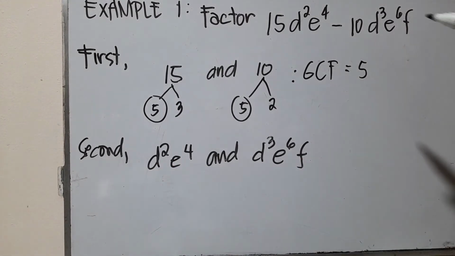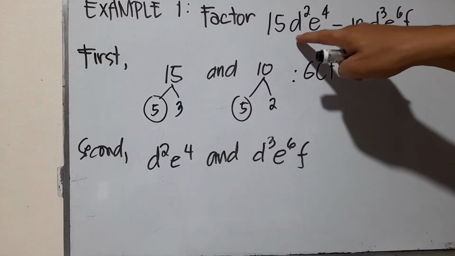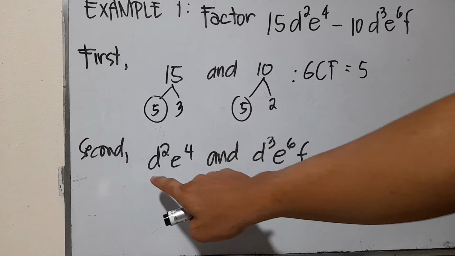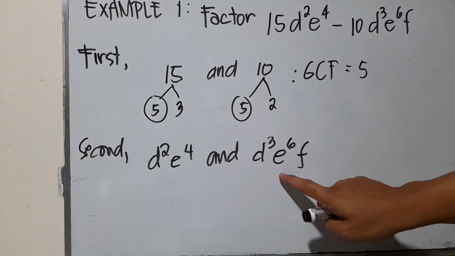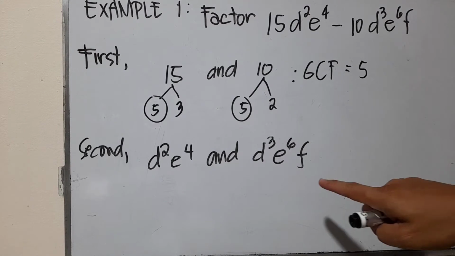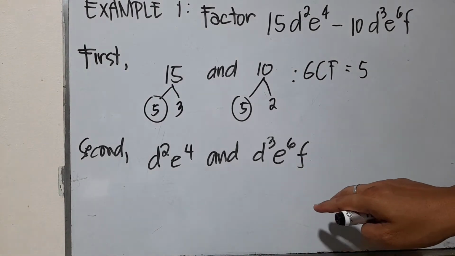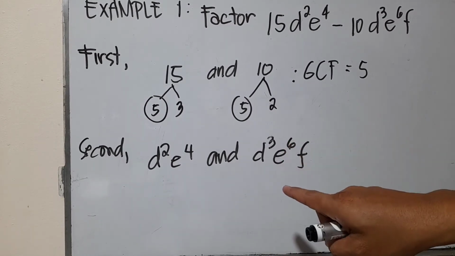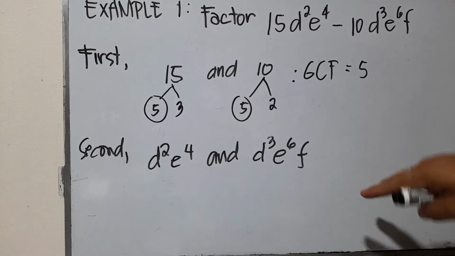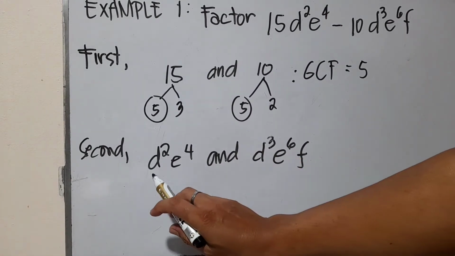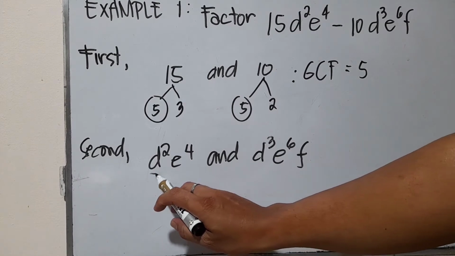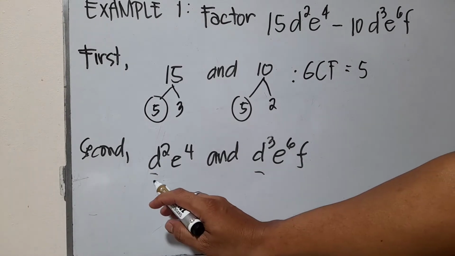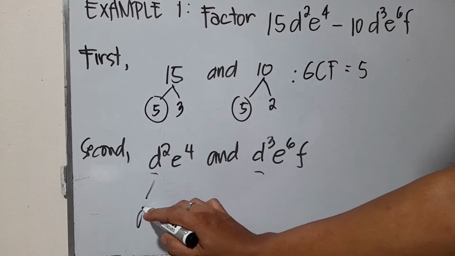Second, we get the greatest common factor of the literal coefficients. We have d squared e to the 4 and d cubed e to the 6 f. For the common factor in the two terms, we look for the smallest exponent between the two terms. For variable d, one has d squared, the other has d cubed. The one with the smaller exponent is d squared.